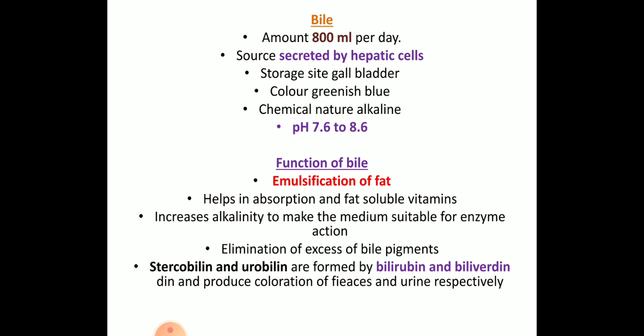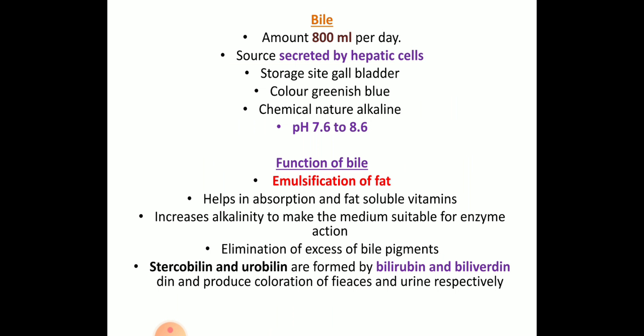It mainly helps in the emulsification of fat, that is, the digestion of lipids. The main thing is that it increases the alkalinity, so that a medium suitable for enzyme action is provided. Stercobilin and urobilin are two important products formed from bilirubin and biliverdin, and they produce coloration in the feces and also the urine. So this is about the digestive glands.